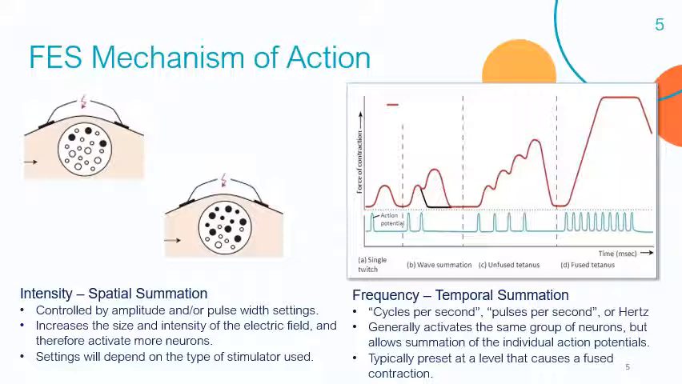In the examples that follow, the clinician really only has to control two parameters: intensity, which is some combination of amplitude and pulse width and will depend on the type of stimulator used, and frequency, which is how many pulses per second are delivered to the nerve. Frequency is often fixed at a level that causes fused contractions.